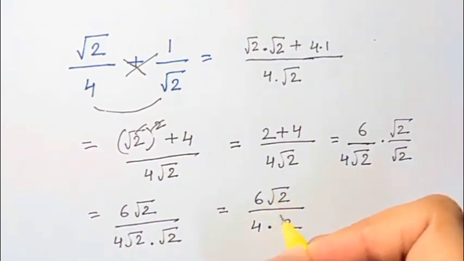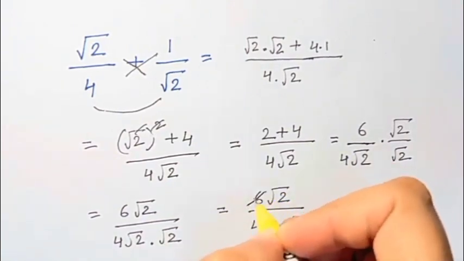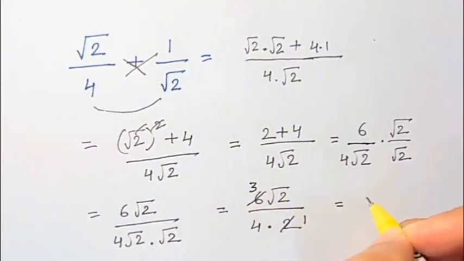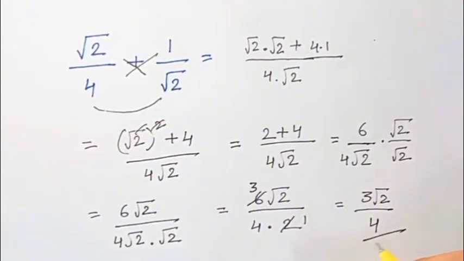Now you can cancel out. 2 times 1 is 2, 2 times 3 is 6. So we have 3 root 2 over 4 as our answer.